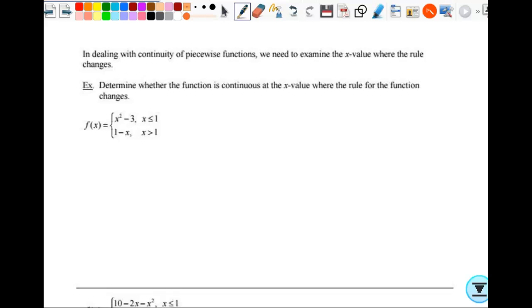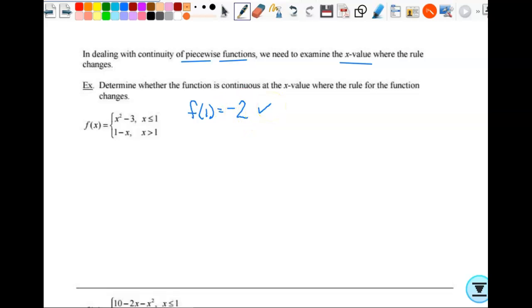So we're going to look at these piecewise functions. It says in dealing with continuity of piecewise functions, which is what we have here, we need to examine the x value where the rule changes. So we're examining what happens at 1. Does that make sense? The easiest thing to figure out is if f of 1 exists. So let's start with that. What would f of 1 be? Negative 2. And you know to substitute it into this one. Negative 2. The point exists.